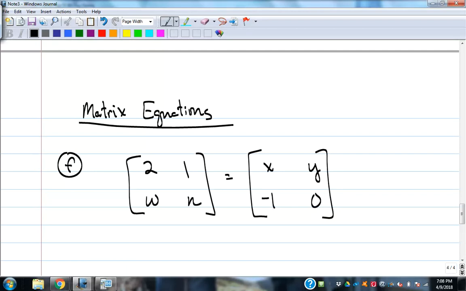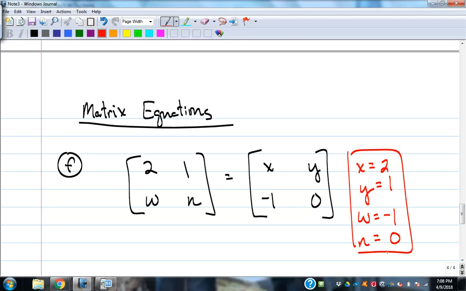From this problem, we've got a 2x2 matrix over here and a 2x2 matrix over here. If they're going to be equal matrices, what does that mean about each spot? They have to be the same. So 2 is actually equal to what? X. So the solving that happens here is you say, X is equal to 2, because they're in the same spot. What's Y equal to? What's W? N. Not much work to do on this one, but the idea is matching spots go together.